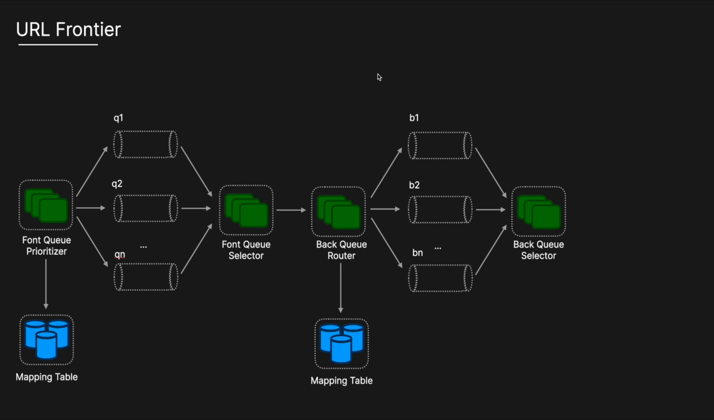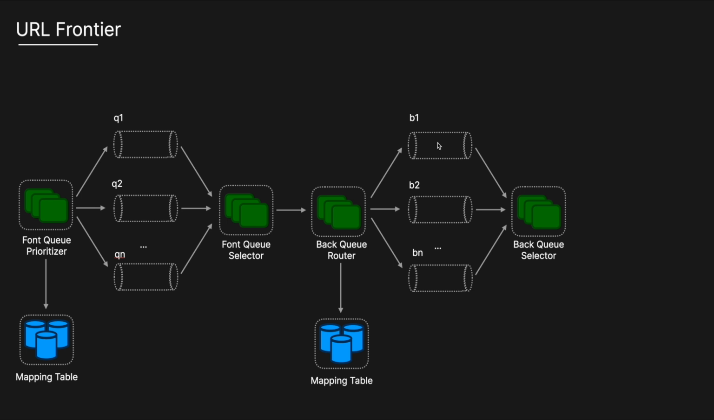And again, the whole point of the back queue system is to implement politeness. So what we'll get here is the back queue selector. We'll take the URLs and it will put them in different queues. So each queue will only ever have one domain name. If we look at this queue B1 here, that could have wikipedia.com and it will never have any other domain names within that queue. So it'll only be Wikipedia related ones.